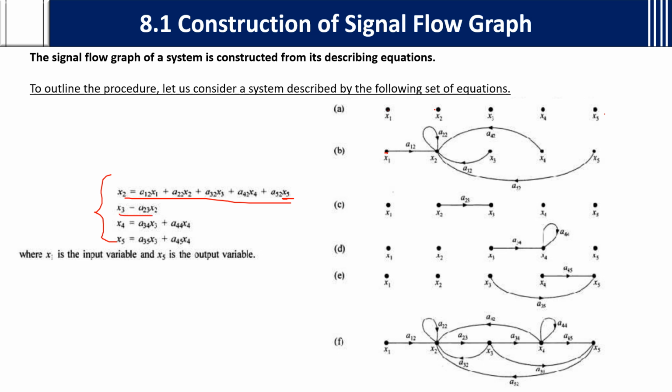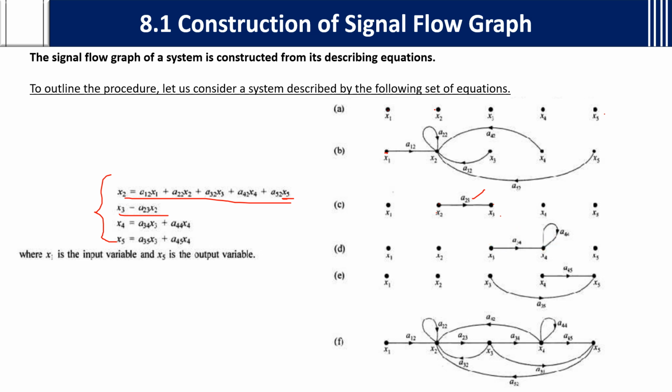Second equation, x3 is equal to a23 x2. a23 x2 means you will mention one gain from 2 to 3. a23 is the gain between x2 and x3 in the forward path. a34 x3, a34 is again a forward path. From 3 to 4, you will draw a line and a forward path, that is a34. Then there is a44 x4, a self loop. You will draw a self loop like this at x4.